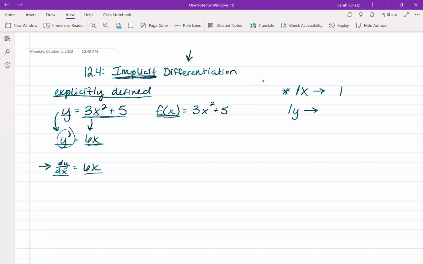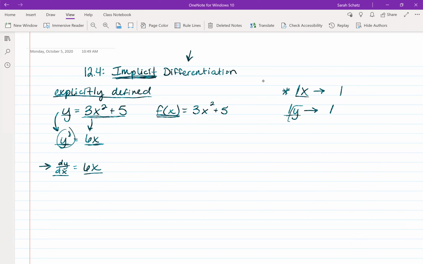So I could say, well, that's 1y. You guys, I'm actually using the same derivative rules for x as I do for y. The derivative of 1y is actually just a 1. I use the power rule to get that, just like I do for x.